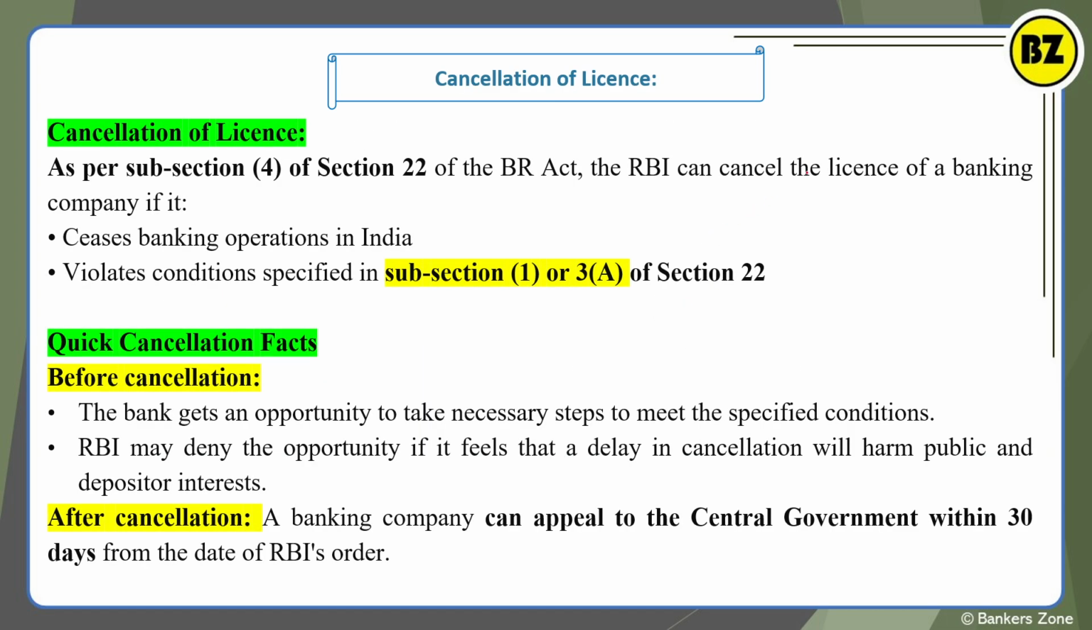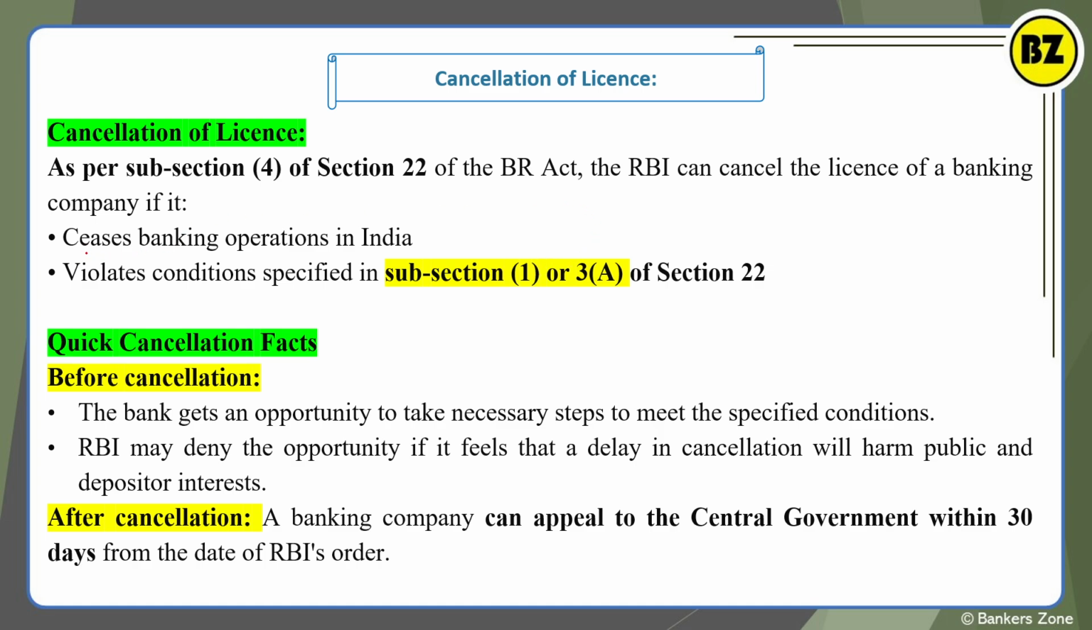Now see the cancellation of the license. As per subsection 4 of section 22 of the Banking Regulation Act, RBI can cancel the license. You will get a license as per section 22, but subsection 4 says cancellation of license is also there. Remember the section. Now, when can RBI cancel a license?